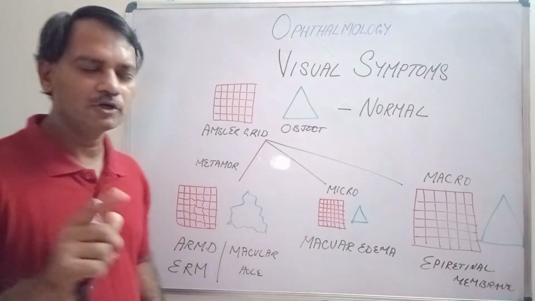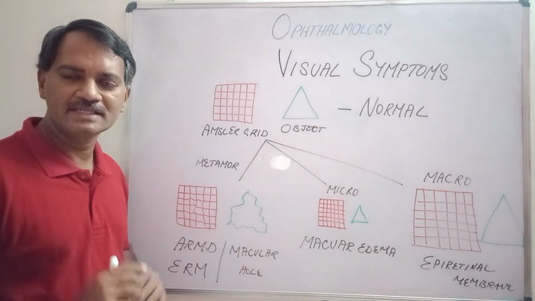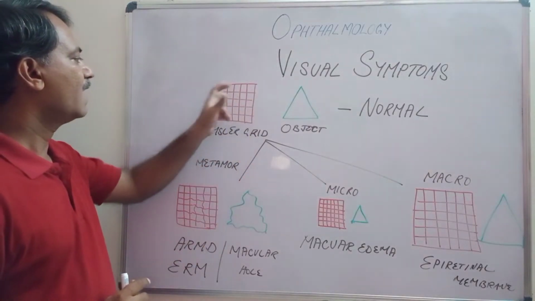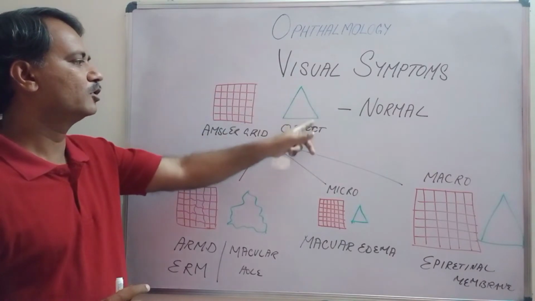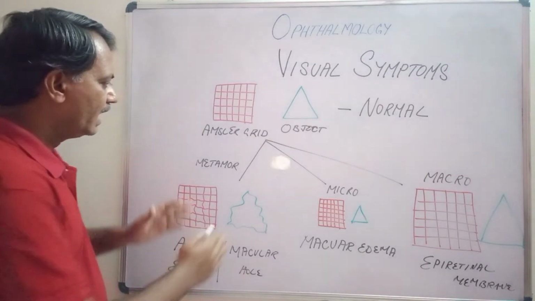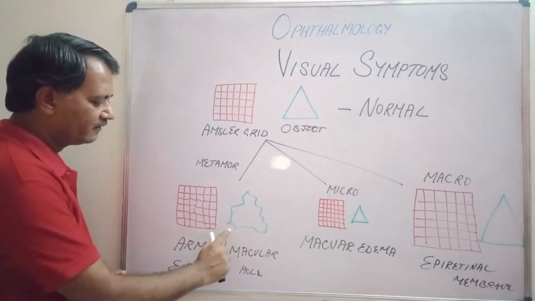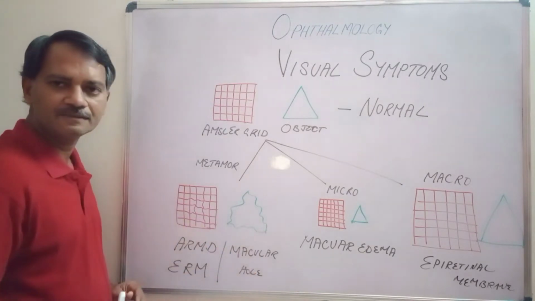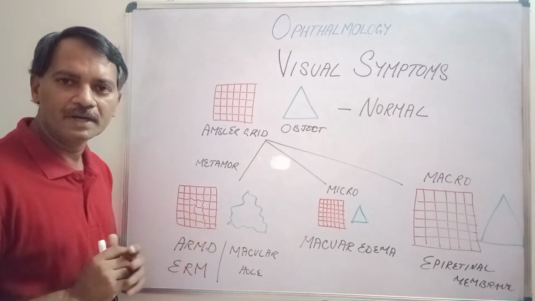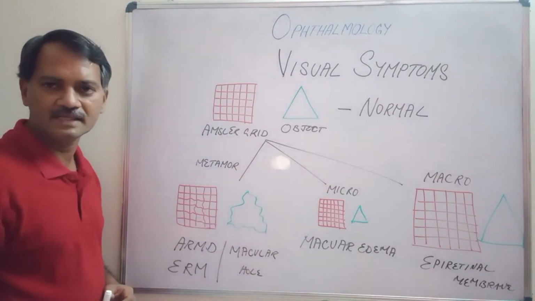First, let us see about metamorphopsia. Metamorphopsia means distorted images. So this is an Amsler grid. This is a triangular object I have drawn. This is a normal thing I have drawn here. Here I have come with the distorted lines, and a distorted triangle. This is what metamorphopsia is. A person perceives these normal things as distorted images.